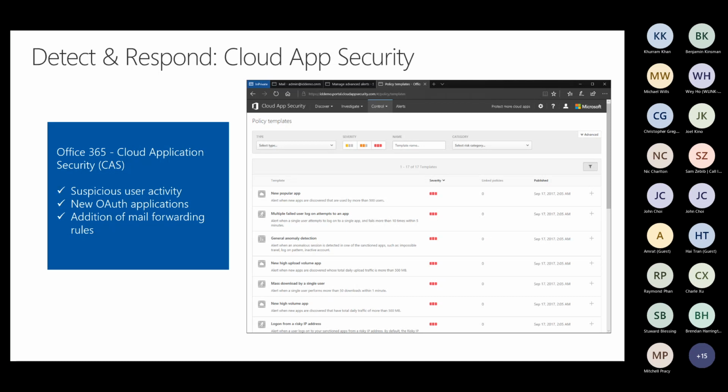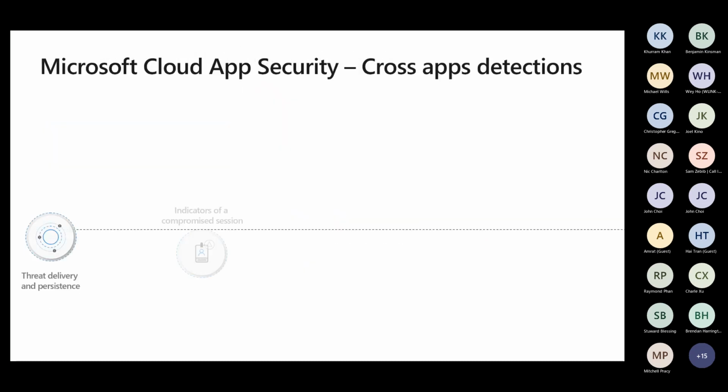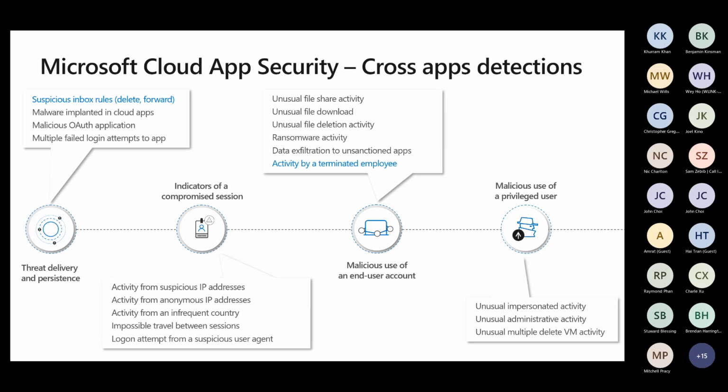Basically, this is an advanced way to see what's going on inside your tenant. It's going to allow you to do rules and also alerts. It's going to allow you to check for things like impossible travel, malicious OAuth tokens, mass downloads, failed logins from different locations and things like that. So extremely powerful in its monitoring capability.